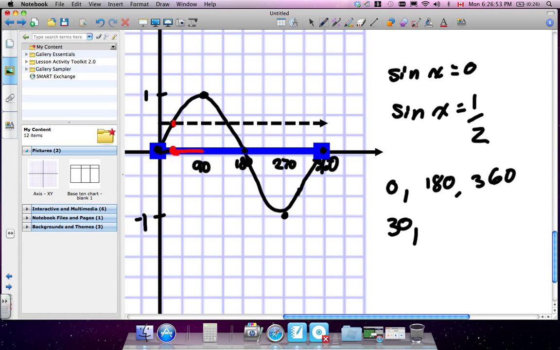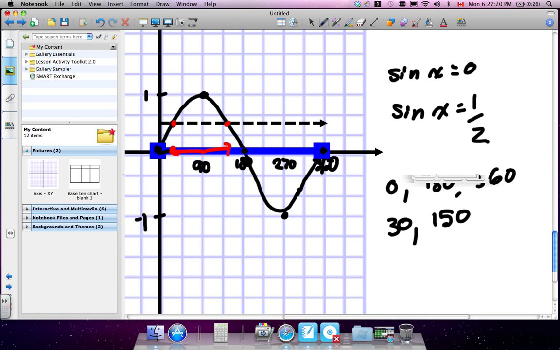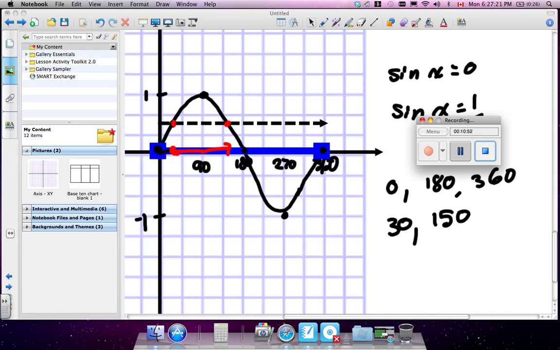So the other option, we know that's here. Well, we know these are symmetrical lines. So the other way on the way down is also going to be 60 degrees away from 90. So what would 90 plus 60 be? 150. So we have 1, 2, 3, 4, 5 options: 0, 180, 360, 30, and 150. Does that make sense? Yeah.